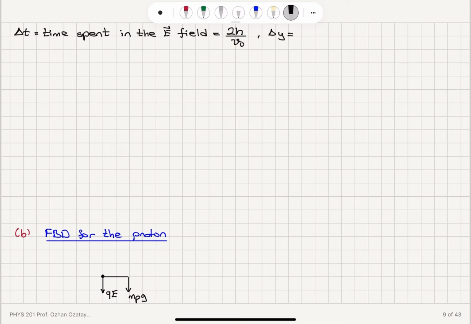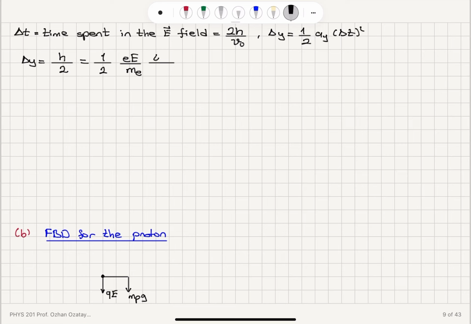It is 1 over 2 a_y delta t squared, because we have a constant acceleration motion starting with 0 y component of the velocity. And the distance it travels on the y-axis is actually half the height, h over 2, which is equal to 1 over 2, the constant acceleration, the electrical force, e times the electric field, E, divided by the mass of the electron, times delta t squared. Delta t, the time spent in the electric field, is 2h over v0.